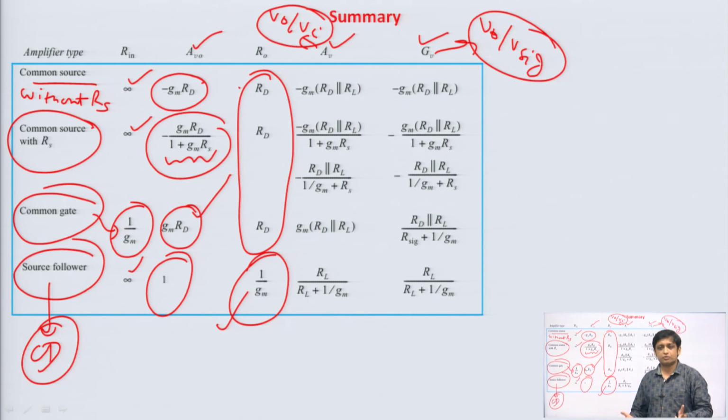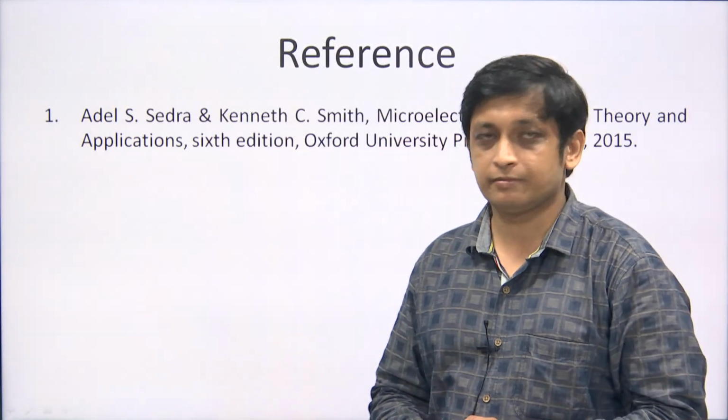Fine. So, the conclusion is when we want to design a voltage amplifier, we go for common source. For high frequency applications, common gate is preferred, and to design a voltage buffer for impedance matching in order to avoid the signal loss, the common drain configuration is selected. This is the reference. Thank you.